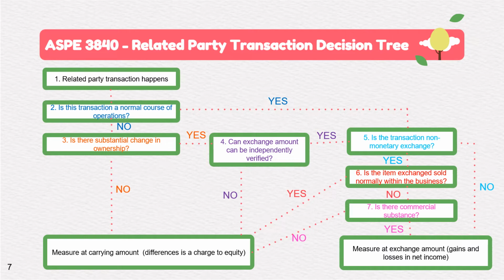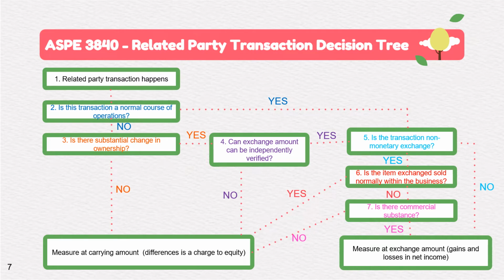And another way of getting to the exchange amount is if this is not a monetary transaction. Then you go directly into exchange amount. Okay? Hopefully this tree diagram helps you understand how to get from the start to the finish under ASPE.